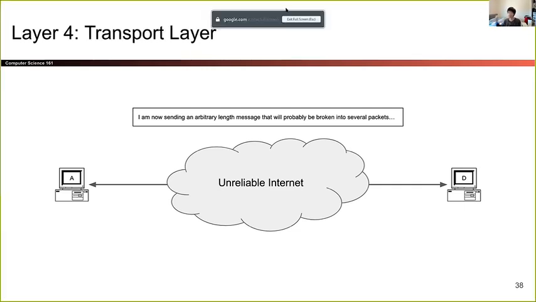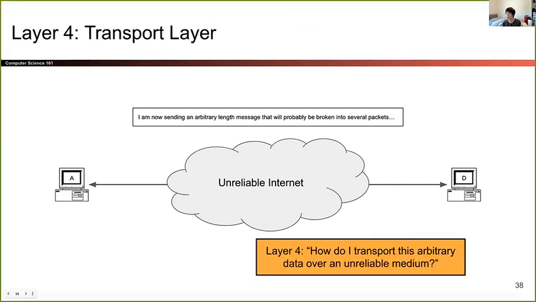Anyway, layer 4, the transport layer. This layer's job is just to make sure that when I transport arbitrary data, I will get it to the other side over any unreliable medium. Notice that layer 4 doesn't see this network of nodes anymore. It just knows that I can send packets from A to D, but it might be unreliable and it might be out of order. So it's the job of layer 4 to get this data to the other side intact.